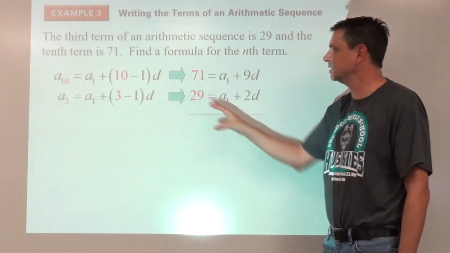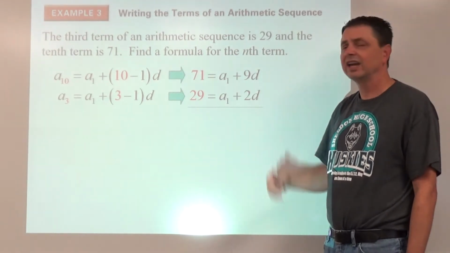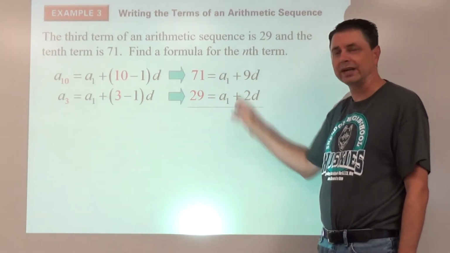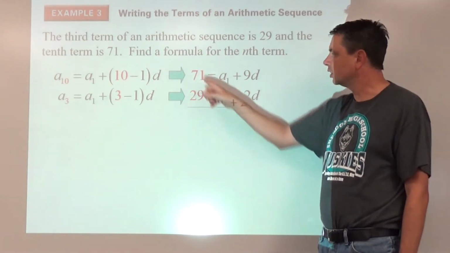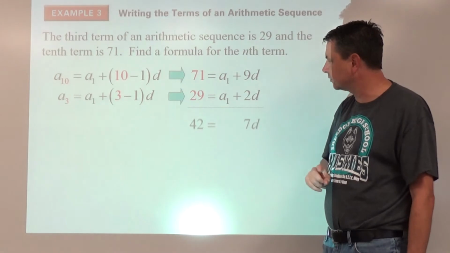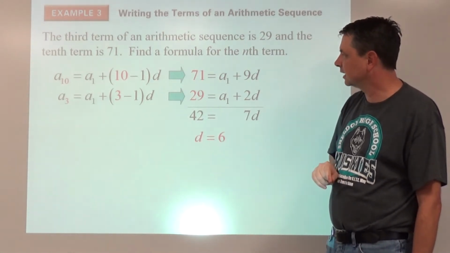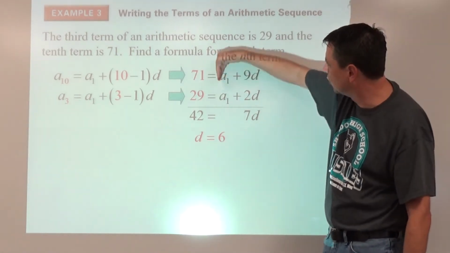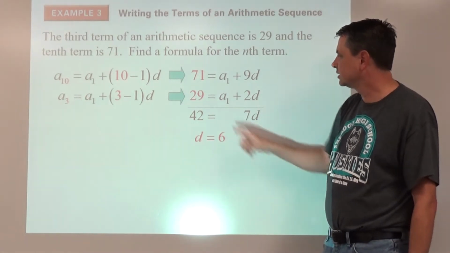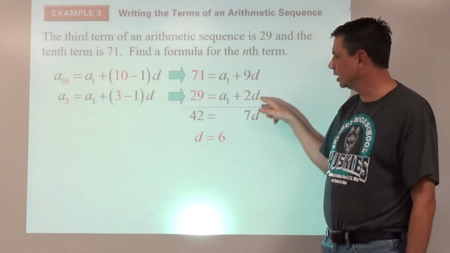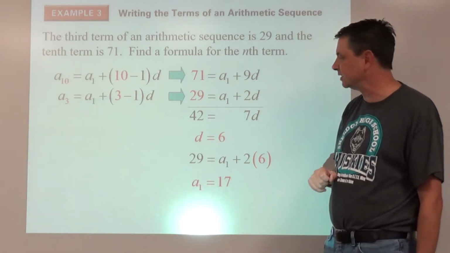And the nice thing about the way this is set up is it's just a version of the addition method. If we just subtract the equation straight down, we're going to eliminate the a sub 1. So that minus that, we get 42 is equal to 7d, d is equal to 6. Then we can substitute that back into either one of these to find the a sub 1. I kind of like the bottom one. So 29 is equal to a sub 1 plus 12. So that tells us that a sub 1 is 17.